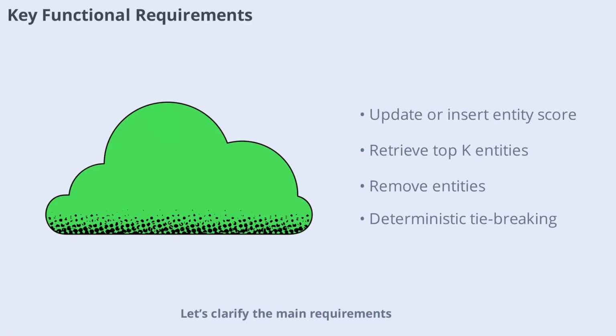Let's clarify the main requirements. The system must support three core operations: updating or inserting an entity's score, retrieving the top K entities ordered by score, and removing entities from the ranking. Each entity has a unique ID and a numeric score. Ties in scores should be handled deterministically, typically by sorting entity IDs in ascending order when scores are equal. These requirements ensure fairness and predictability in the ranking results.